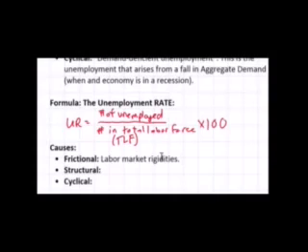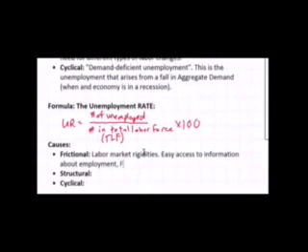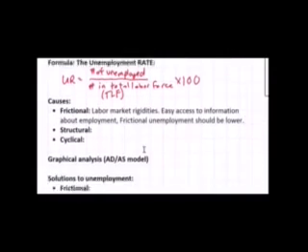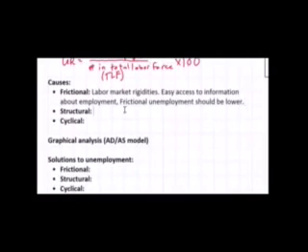In other words, if there is easy access to information about employment, then the frictional unemployment should be lower. If people are able to move around a country and move to different places where jobs exist, then frictional unemployment will be lower. However, if there are rigidities in the labor market or obstacles to people finding information about where jobs exist, or the ability to move to different places in the country in order to take those jobs, then we would expect frictional unemployment to be a little bit higher.